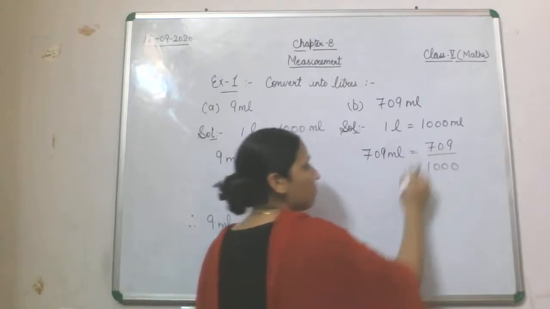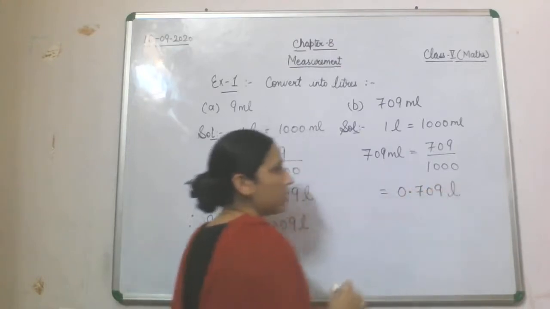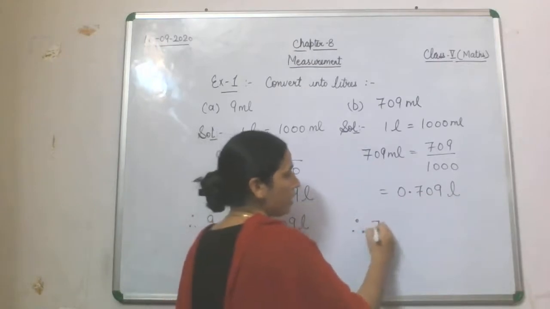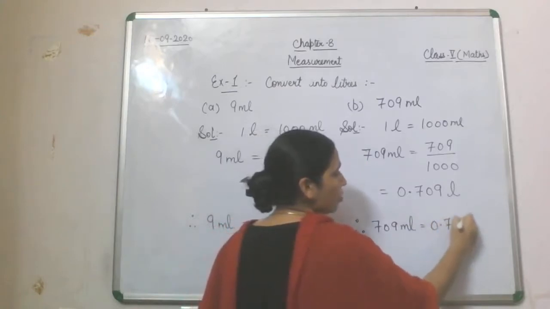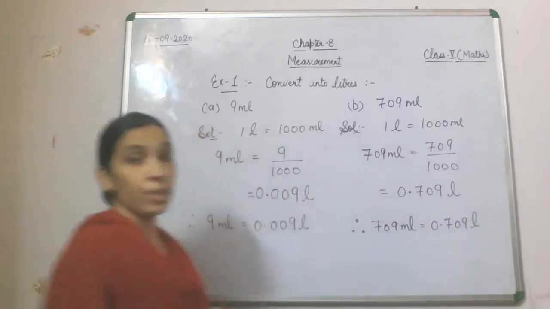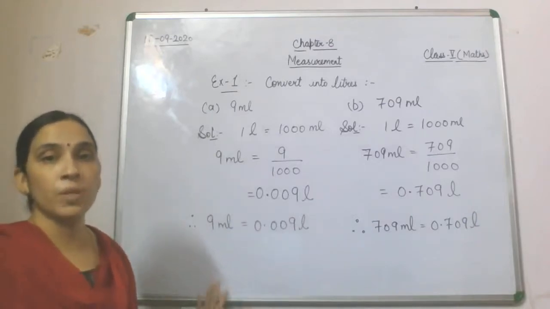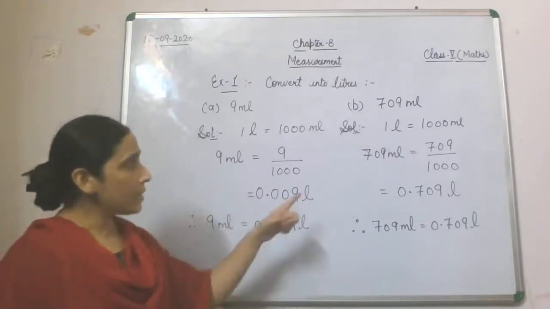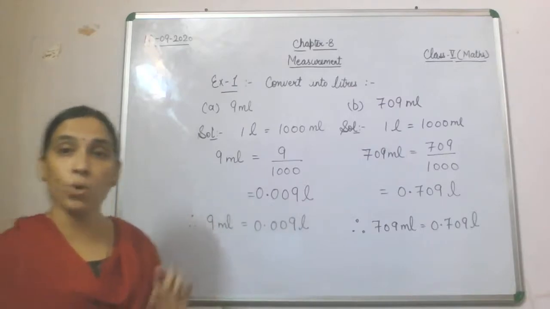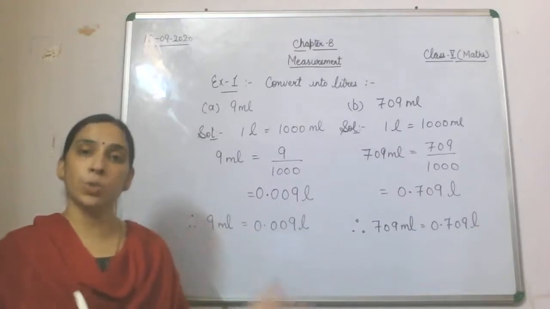So how many decimal places? We require 3 decimal places, 1, 2, 3. We'll put it in 709 and the unit will be liter. So therefore we will write 709 milliliter is equal to 0.709 liter. See, actually these two questions are quite similar. There is no difference between A and B. Here also the question is given in milliliter, and in that also the question is given in milliliter. You are supposed to do division because you are converting milliliter into liter.